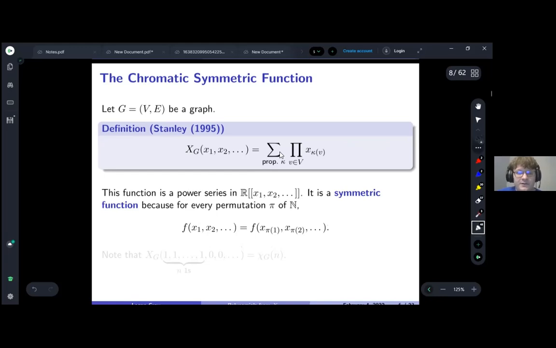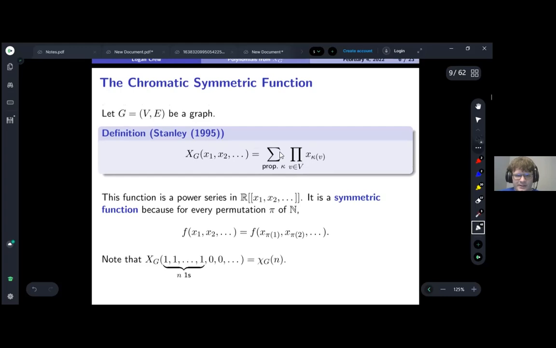Now, formally, this function is going to be a power series over, it doesn't super matter what the coefficient ring is, as long as it's a field of characteristic 0 containing the rationals for our purposes. I'll just say R. It is a symmetric function because if I were to permute the variables, I would get back the same function. Why is that? Because if I take a proper coloring of a graph and I permute the colors, that's still a proper coloring. Just simply permuting the stable sets does this, and so it's easy to check that this is going to work out.